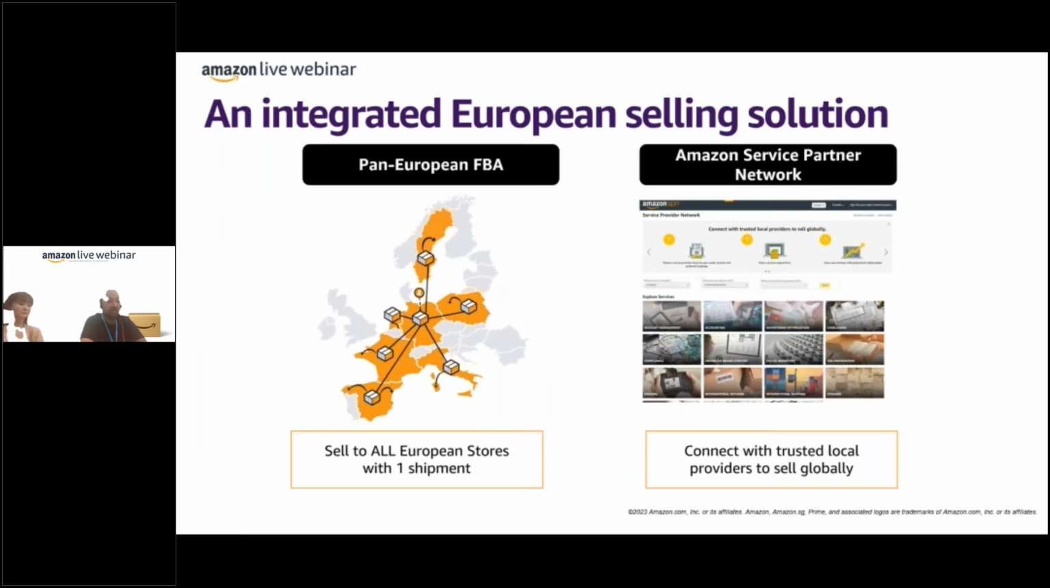Next, we have the Pan-European FBA. This enables you to sell across Europe by helping you place inventory closer to your European customers and by fulfilling and delivering orders at a lower cost and in less time. Lastly, Amazon has a list of trusted service providers to ease the entire expansion process, all at a subsidized rate.